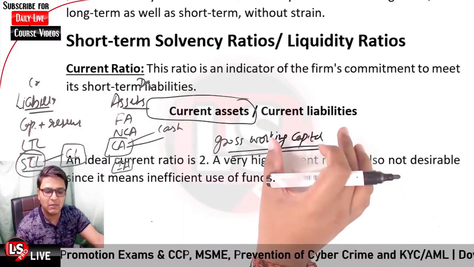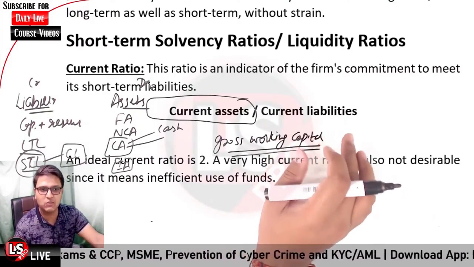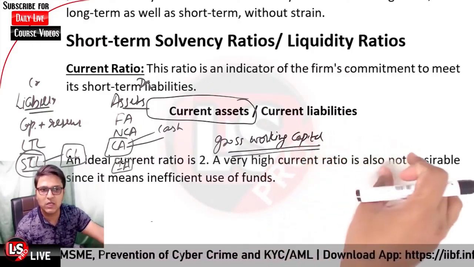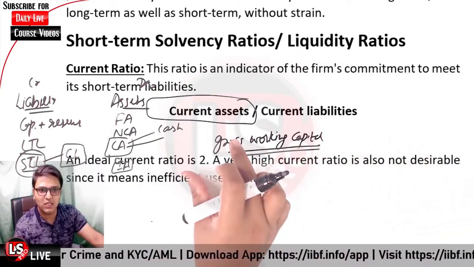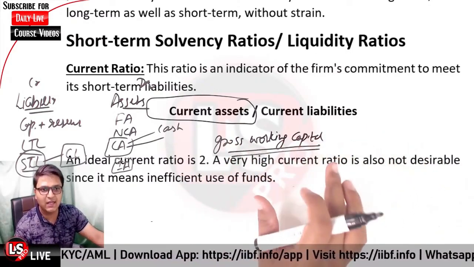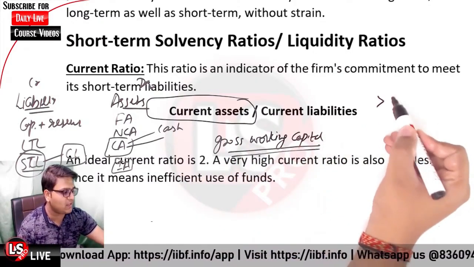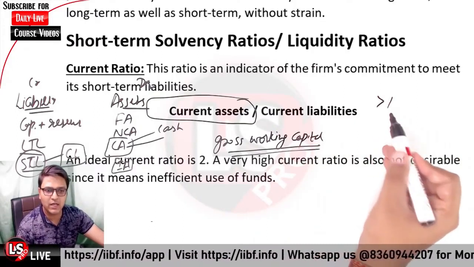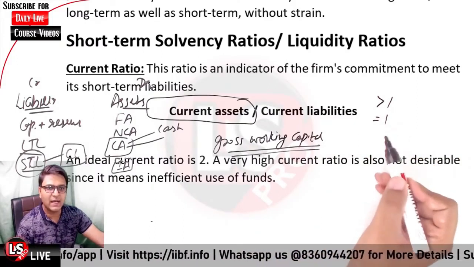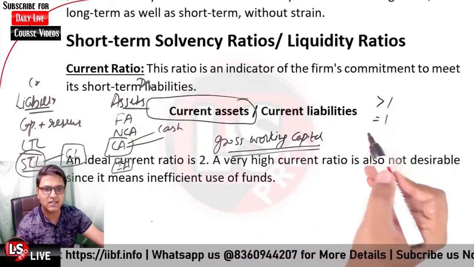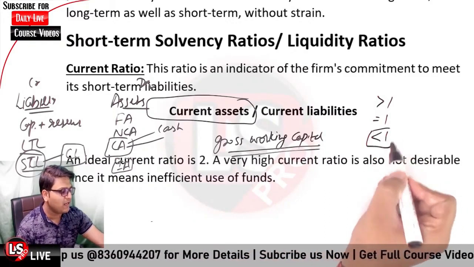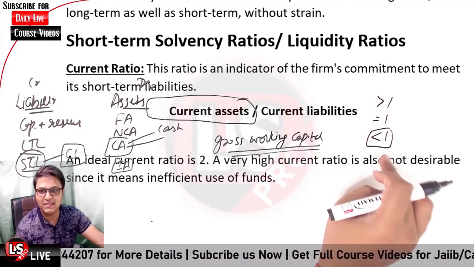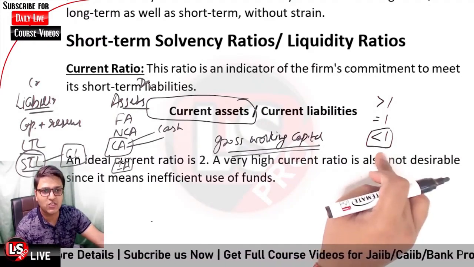Then there are the current liabilities. Current liabilities are those liabilities which are to be paid off in the next 12 months. So, current assets divided by current liabilities. If you have more money in hand but the liabilities are less, that ratio would be greater than 1. If current assets equal current liabilities, then it will be equal to 1. And if you have current assets lesser than current liabilities, the current ratio would be lesser than 1, and this condition is not desirable.